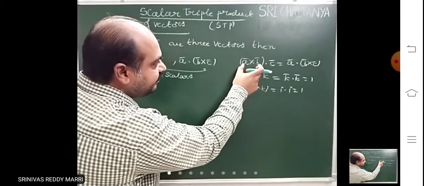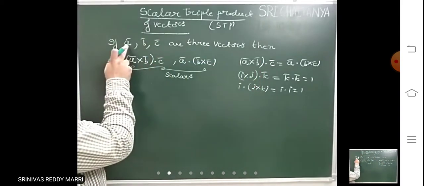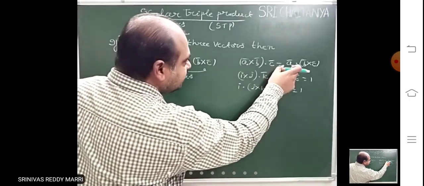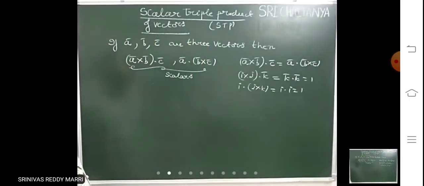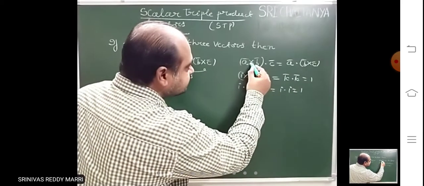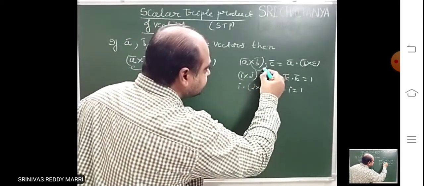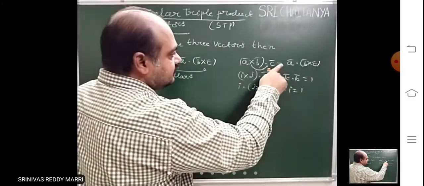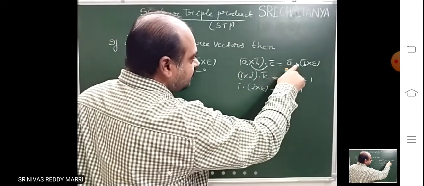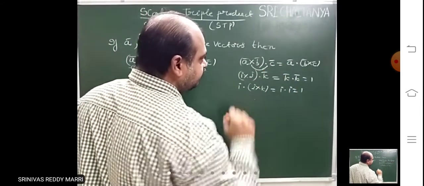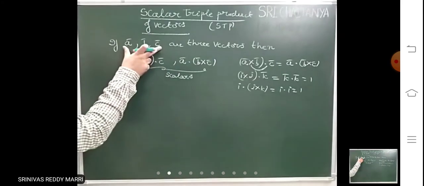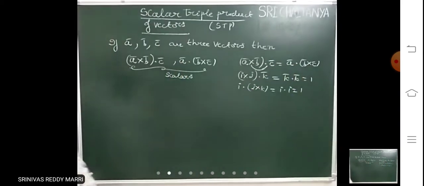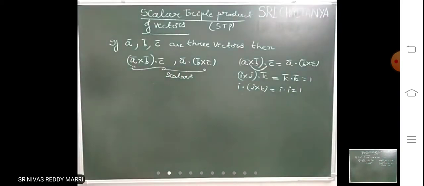Look at here, A bar cross B bar. The first two vectors cross dot the third vector will be the same as the first vector dot the cross product of the second two vectors. That means this dot and cross can be interchanged. In place of cross you got dot, in place of dot we got cross. So for three vectors, A bar cross B bar dot C bar is the same as A bar dot B bar cross C bar.